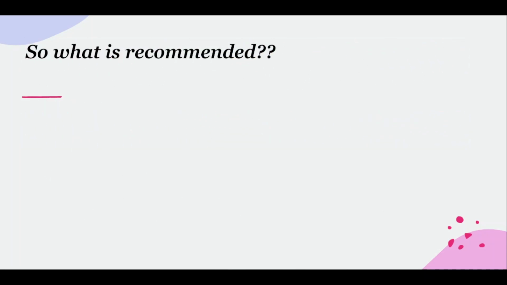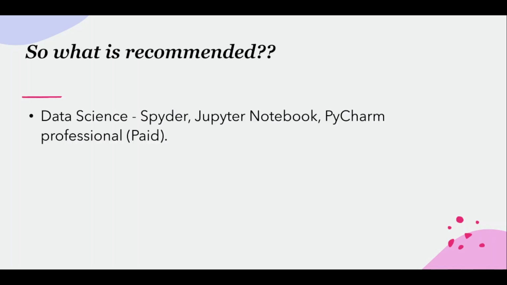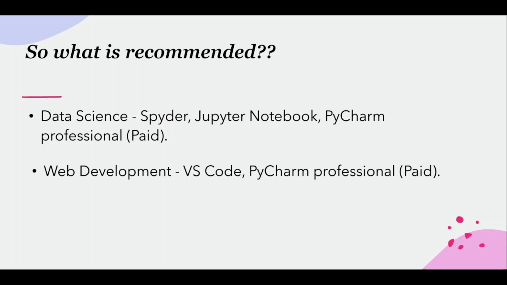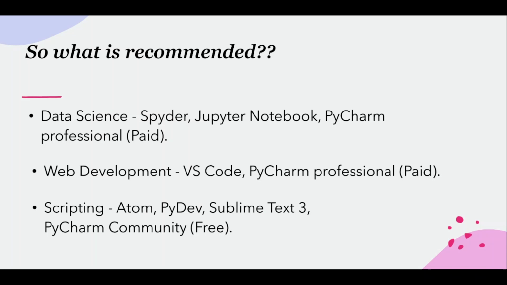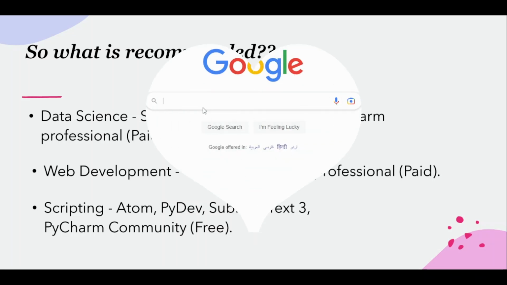Now the question is, what is recommended? It all depends on your requirement. For data science, the most recommended ones are Spyder, Jupyter Notebook, and PyCharm Professional. So here most of the time we will be using Jupyter Notebook. For web development, VS Code and PyCharm Professional, which is paid. VS Code is free. For scripting, Atom, PyDev, Sublime Text 3, and PyCharm Community version, which is free.